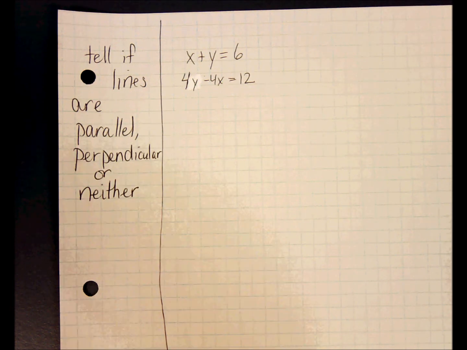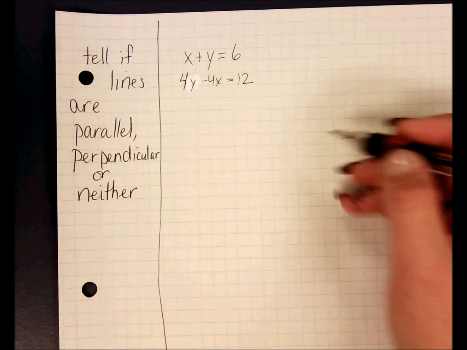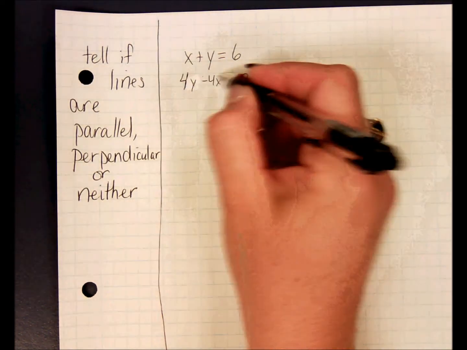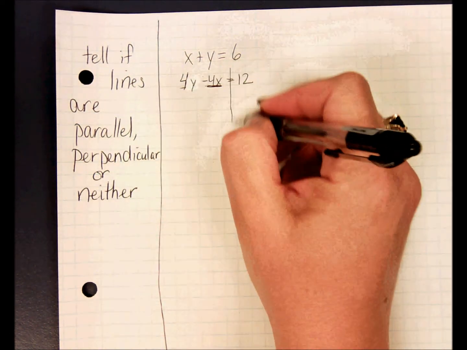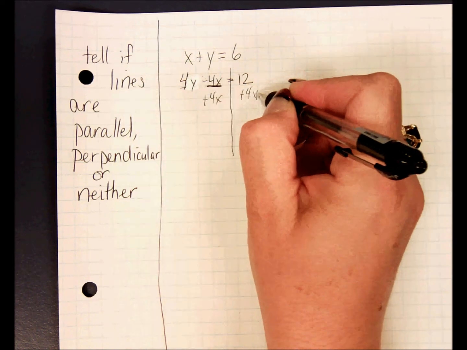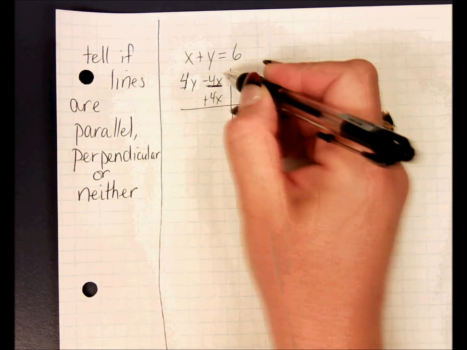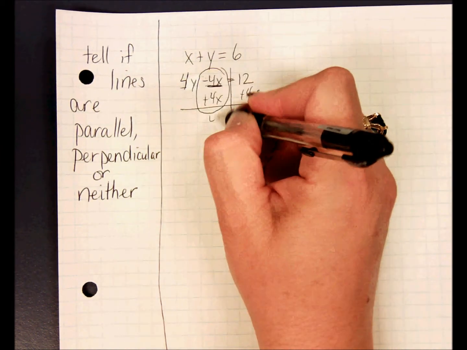We need it in y equals mx plus b form. So we're going to start with this bottom one. We need to get the y by itself, so we got to get rid of this negative 4x, and we have to get rid of this 4. We do addition and subtraction first, so we're going to get rid of that 4x. This is a 0, negative 4x and positive 4x, and I'm left with 4y.